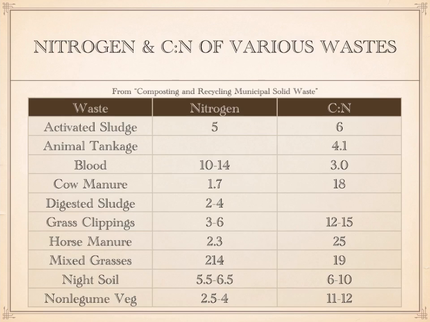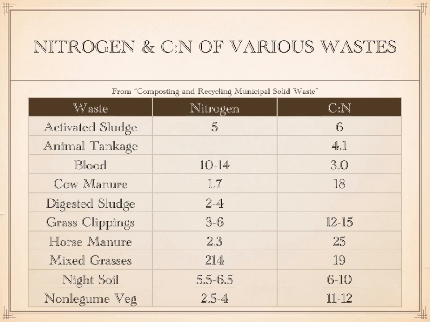The nitrogen and C:N of various wastes should be considered thus. A C:N of 6 for activated sludge means it has 6 parts of carbon for every 1 part of nitrogen. That means that the activated sludge, if it has typically 5 parts of nitrogen, should have a corresponding 30 parts of carbon to proportionally maintain a 6:1 C:N ratio.